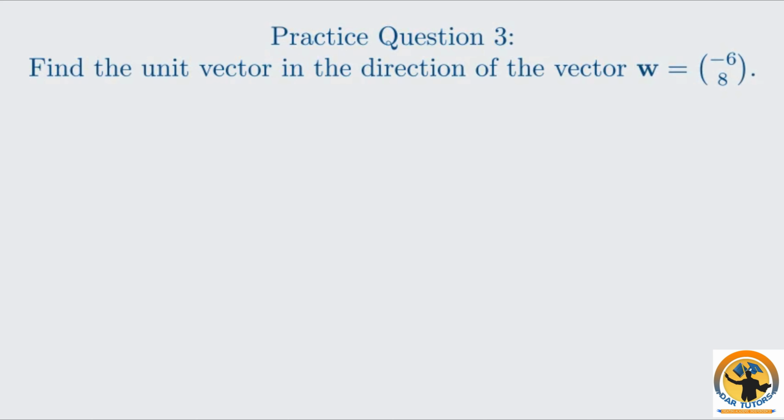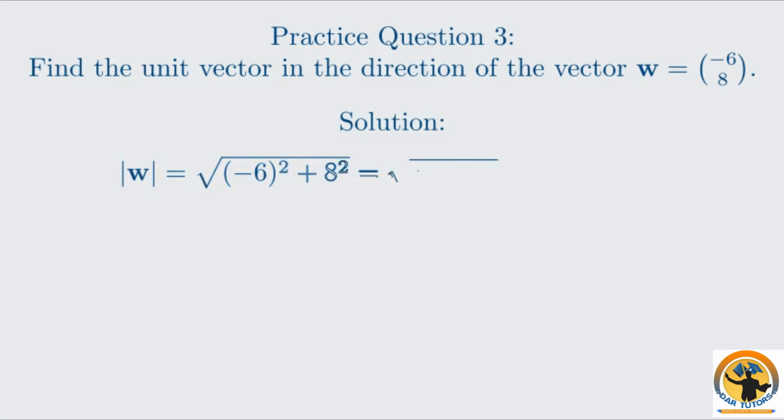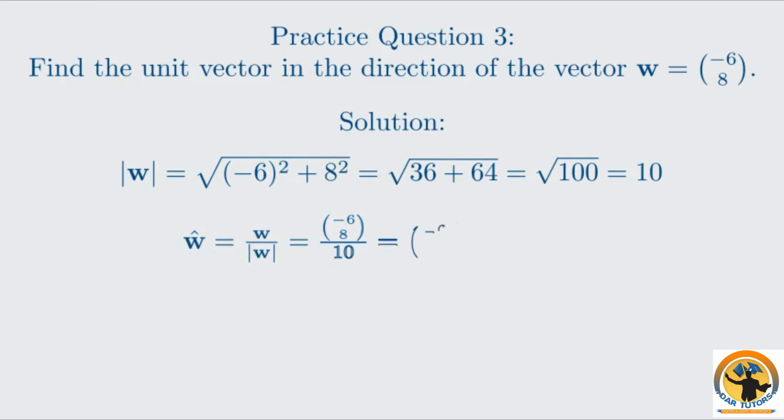First, we need the magnitude of w. The magnitude of w is the square root of negative 6 squared plus 8 squared, which is the square root of 36 plus 64, or the square root of 100, which is 10. Now, we divide the vector w by its magnitude. The unit vector w hat is the vector (-6, 8) divided by 10. This gives us the unit vector (-3/5, 4/5).